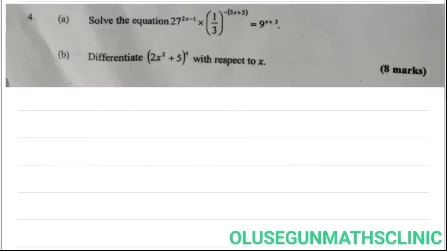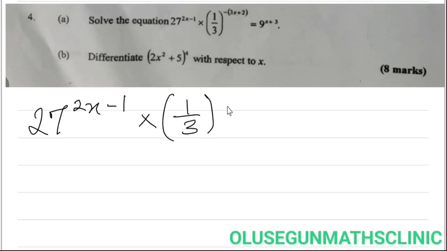Solve this equation. This is the question, Question 4a, and it is an indices question. You have 27 to the power 2x minus 1, times 1 over 3, all raised to power minus.